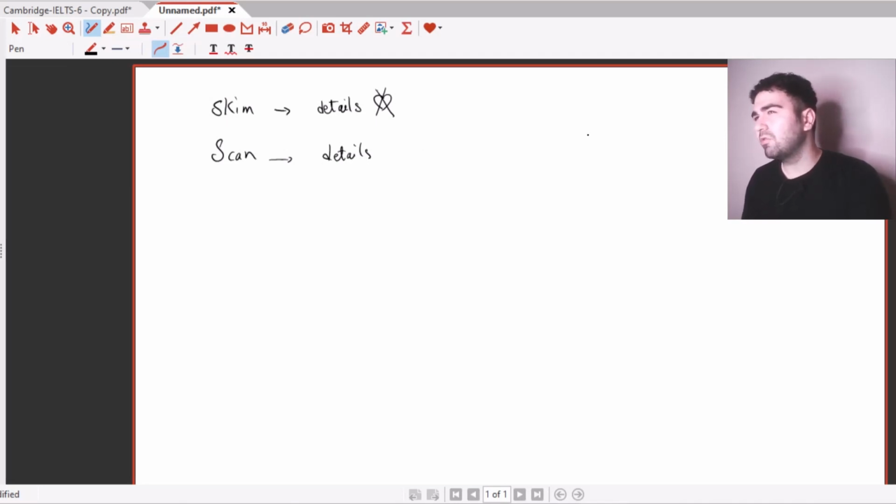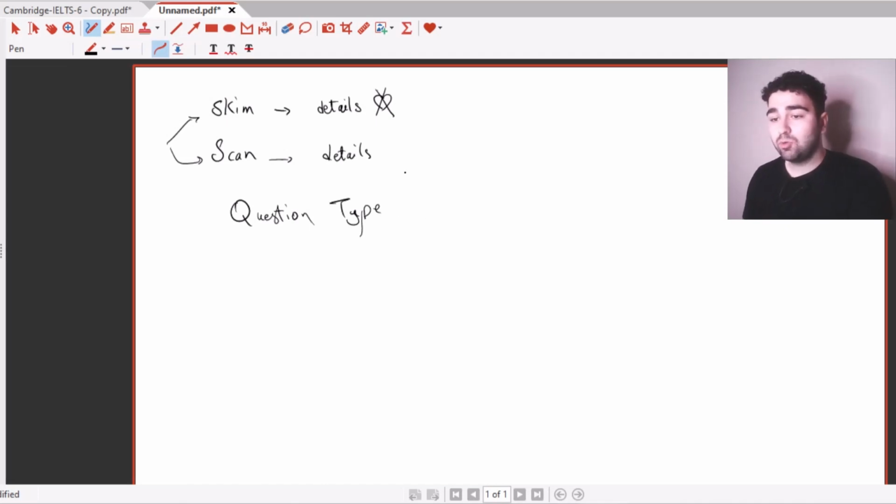My question, what are you looking for in the text? You're looking for the answer to a question. So whether to choose skim or scan is basically dictated to you by the question type. Yes, that's simple. Question types decide whether you have to skim or scan.